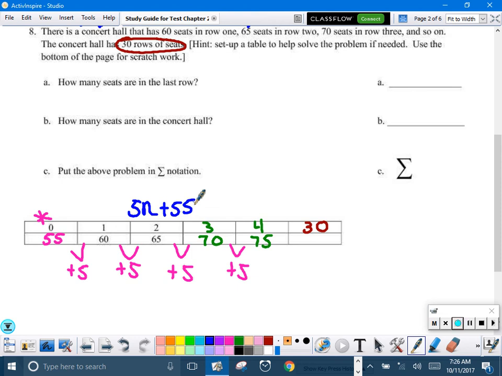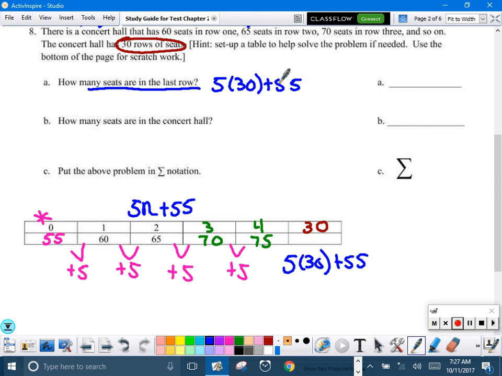Now I can figure out how many seats are in the 30th row. I can go 5 times 30 plus 55. That's my explicit formula. So, A, how many seats are in the last row? Again, that's 5 times 30 plus 55. So there are 205 seats in the last row.